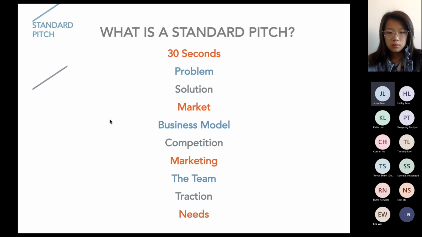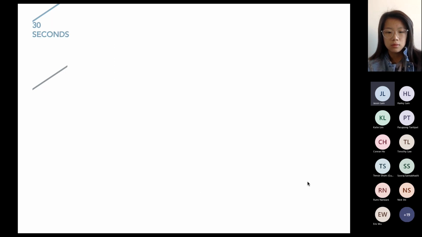So 30 seconds. What's the problem? What's the solution? What's the market size? What's the business model? Who are your competitors? How are you going to market this? The team that's in place, how do you measure the traction you're gaining, and what are the needs? So if we move to the next slide, the 30 seconds first.